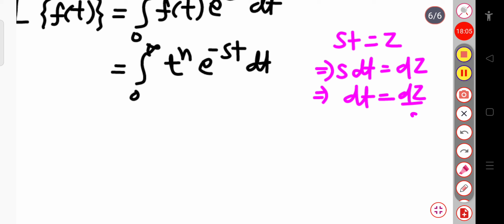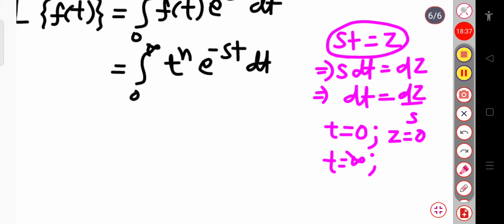Now here, this is the value of the integration for t. When t tends to 0, st equal to z. When t tends to 0, then s into 0 will be equal to 0. Here I am writing t equal to 0. When t equal to 0, then this z value will be equal to 0. When t equal to infinity, that is the upper limit, you can see here, something into infinity is infinity, so z equal to infinity.